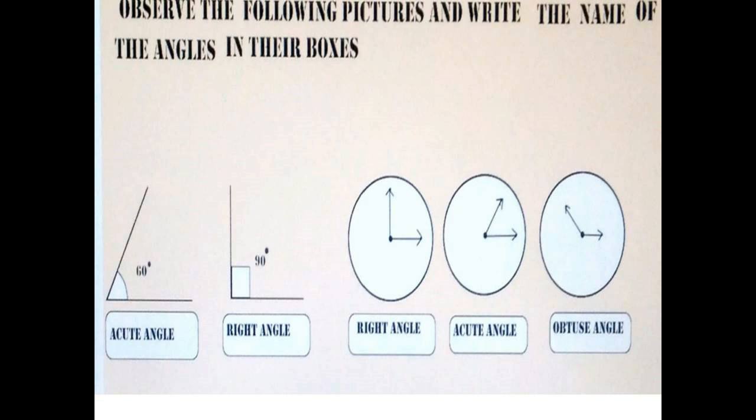Now let's move on to another picture. See the hands of the clock. What is the position of the clock? Yes, it is below 90 degrees. So it is an acute angle. Move on to the last one. What is the position of this clock? Yes, it is above 90 degrees. So it is an obtuse angle.